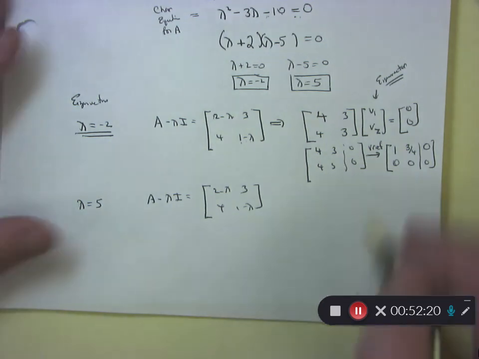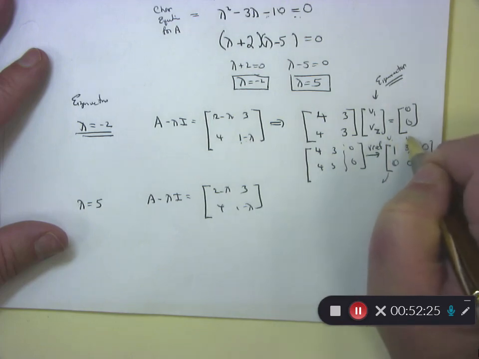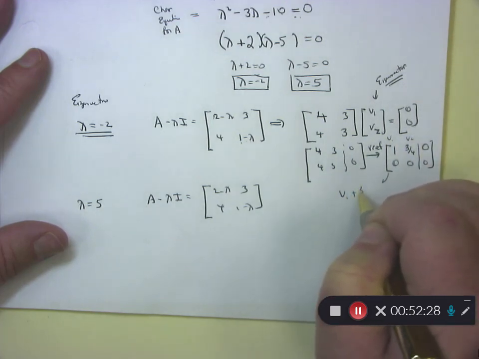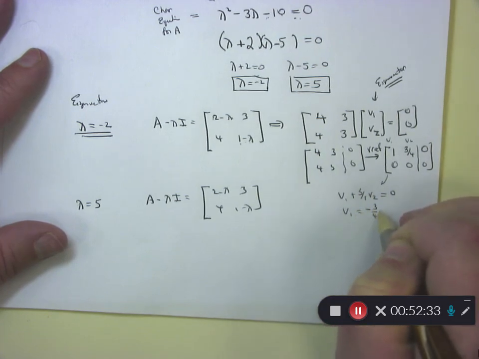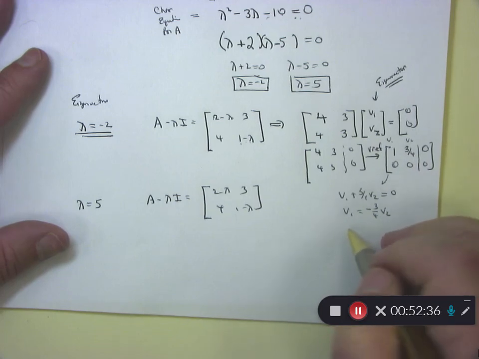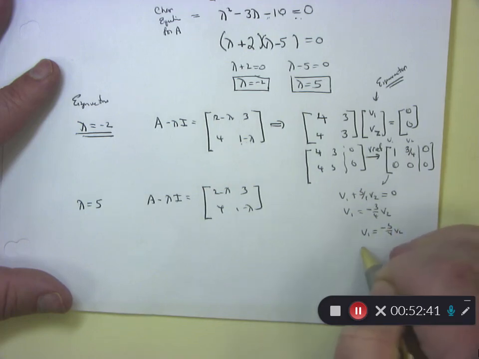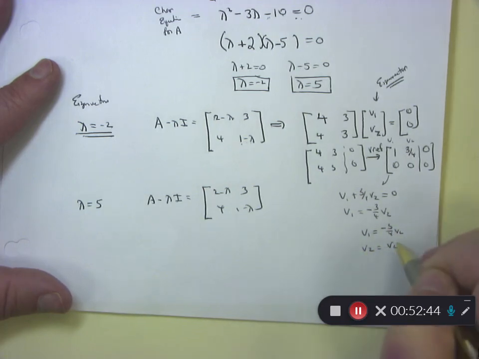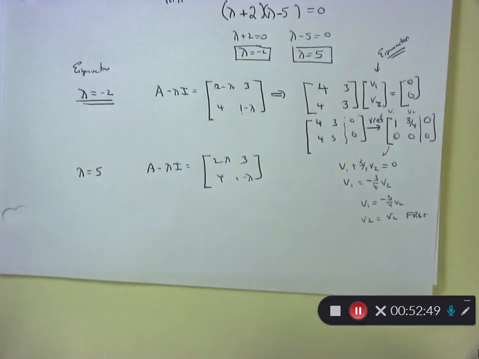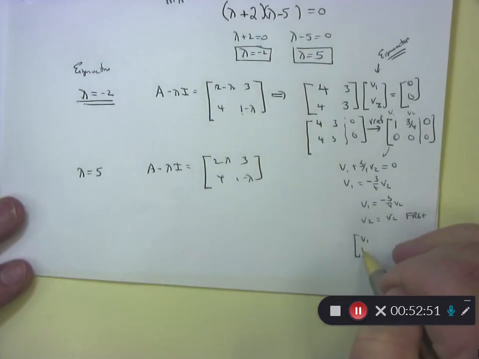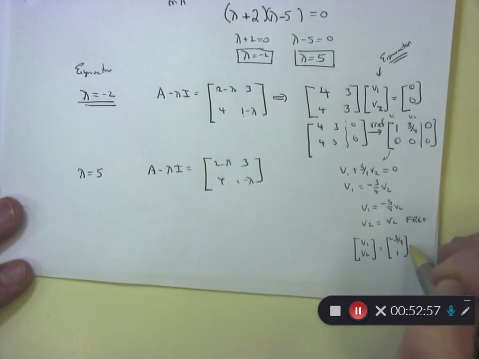But now how do I get this? Rewrite this guy back as an equation. This is V1 and V2. So V1 plus 3/4 V2 is equal to 0. So V1 would be negative 3/4 V2. And then you write it as a parametric equation. V1 is equal to negative 3/4 V2. V2 is equal to V2 because it's free. Okay, so it's a free variable here. And so when you factor it out, I get V1 and V2 is equal to negative 3/4, 1 times V2.